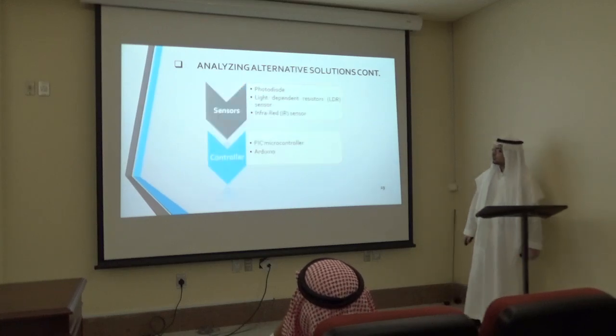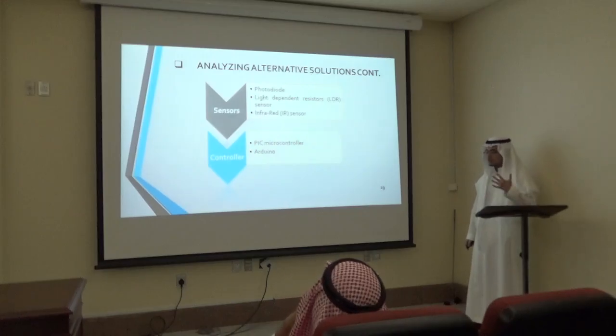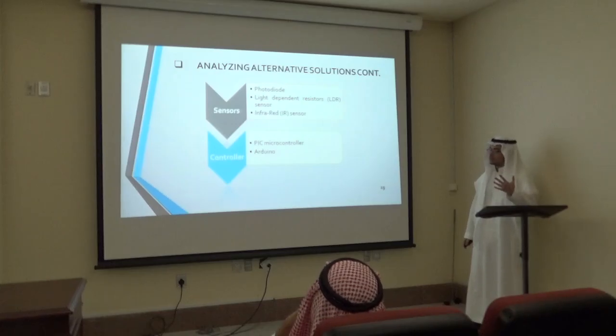Let's move to the sensors. The sensors can detect and sense any physical parameters like heat, pressure, and light. Since we are dealing with the sun, we need some kind of sensor that does that for us. As we can see on the slide, the photodiode sensor, the LDR sensor, and the infrared sensor.